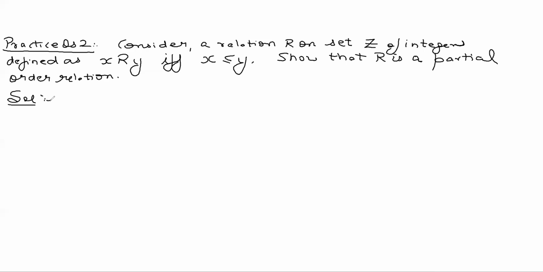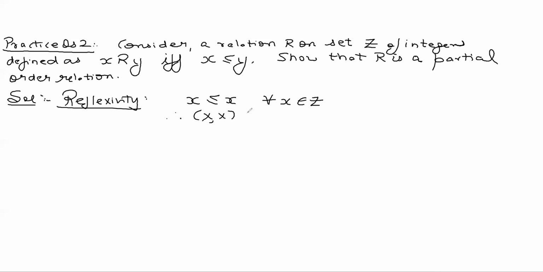Let's look at the solution. To show that R is a partial order relation, we need to show it's reflexive, anti-symmetric, and transitive. Let's check for reflexivity. Now we know that x is less than or equal to itself for all x belonging to integers. We know that x is equal to itself, right? So I can write it like this. Therefore, x comma x belongs to R for all x belonging to Z. Therefore, R is reflexive.